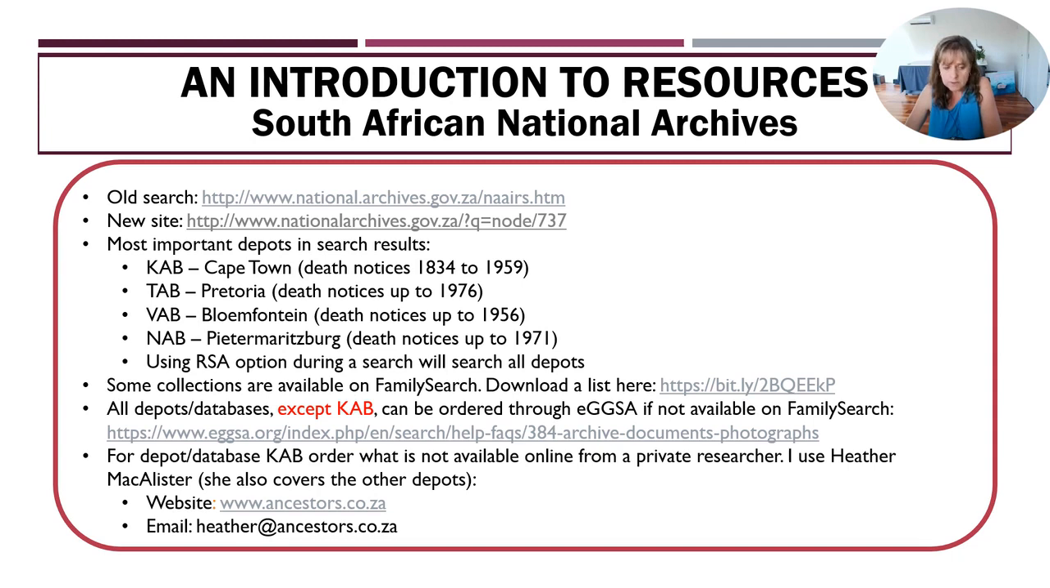For all depots or databases, except KAB, you can order any document not available on FamilySearch from eGGSA, and there's a link for that. For depot or database KAB, you order what is not available online from a private researcher. I use Heather McAllister. She also covers the other depots. You can find her website on the link there and her email address. You can also order KAB directly from the archives, but I find Heather the easiest at the moment.